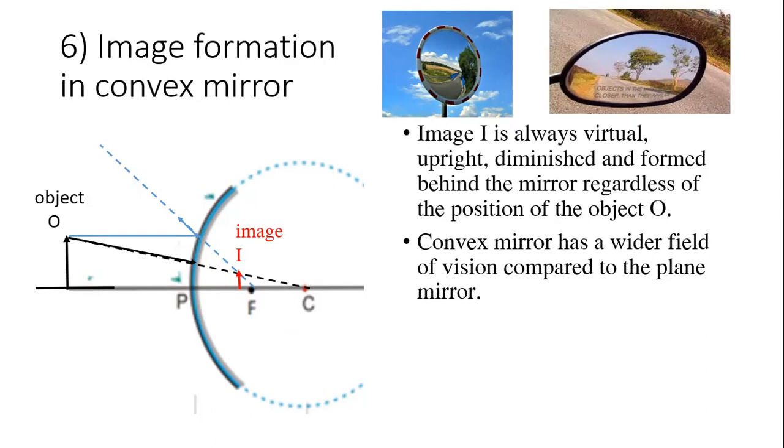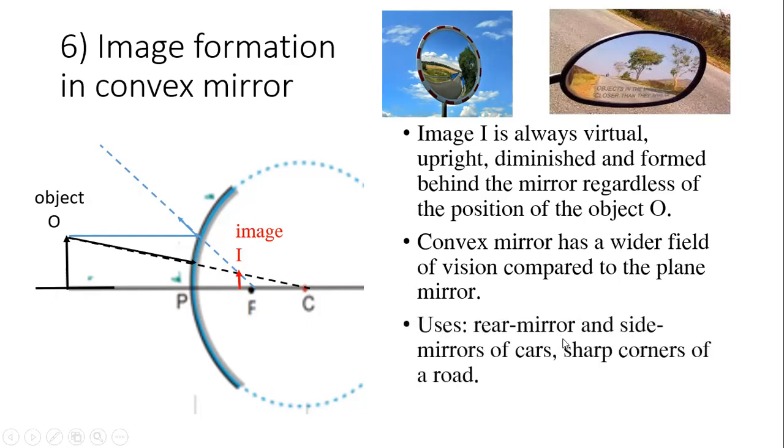A convex mirror has a wide field of vision. You can see a wide range there, a wide field of vision compared to a plane mirror. That's the reason why we use it on the corner of the road or on your side. Application: rear mirror in your car, side mirrors of a car, sharp corners of roads, so a person can see whether a car is coming or not.